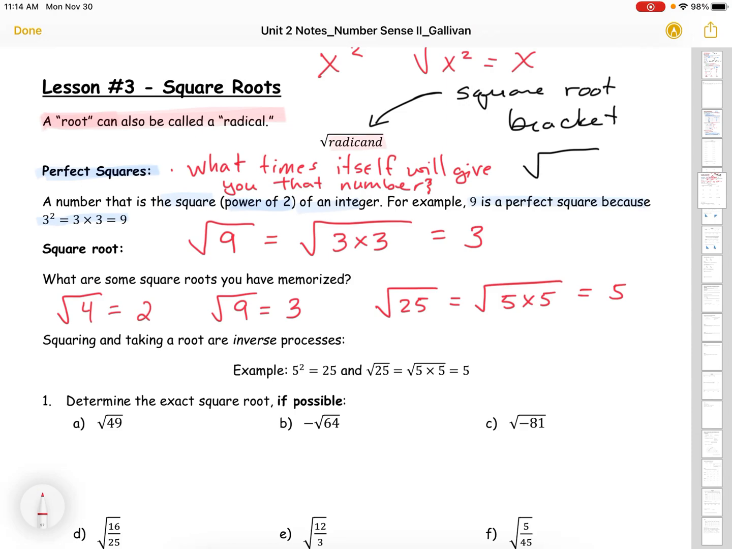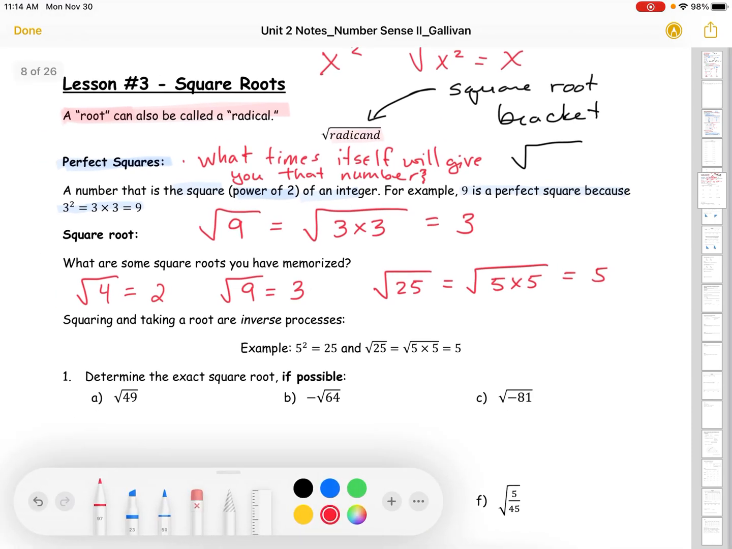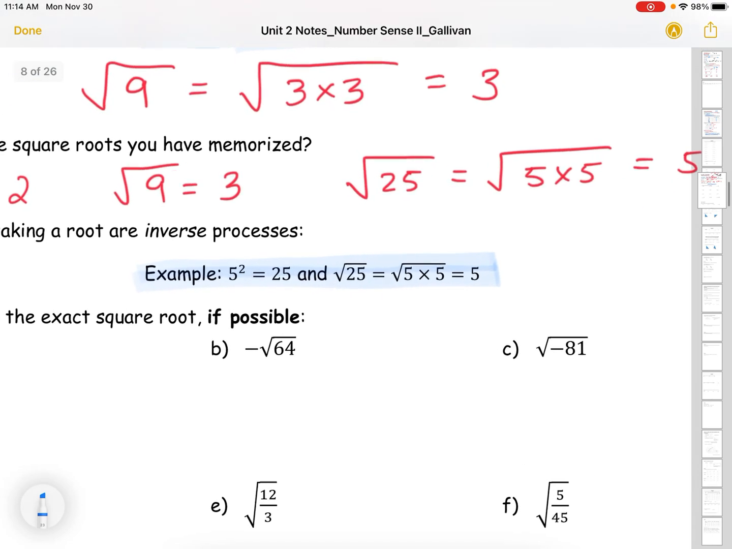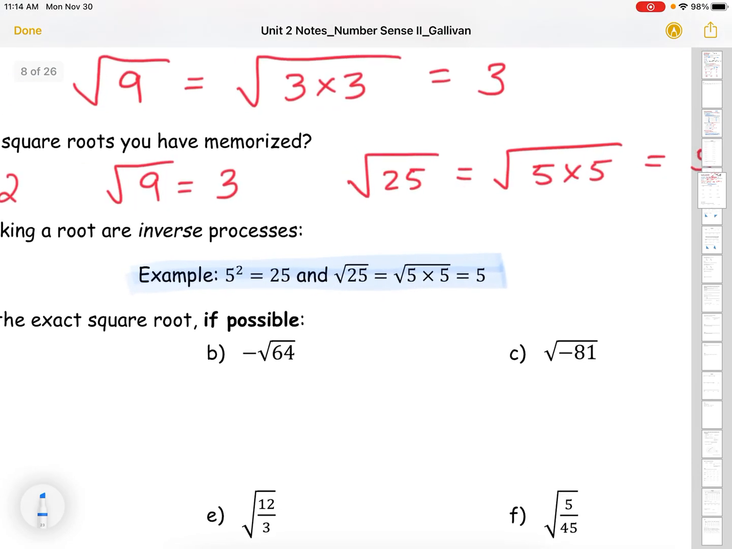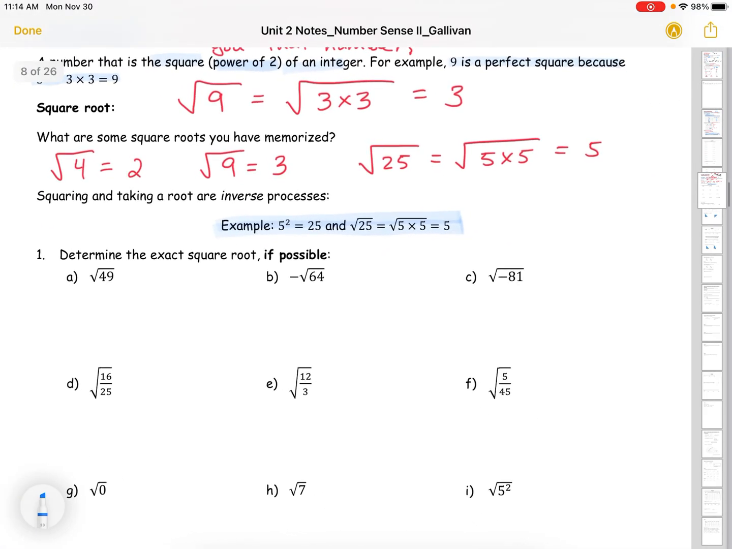Now, squaring and taking a root are inverse processes. I've kind of talked about that a bit. Inverse means they're kind of the opposite. So for example, 5 squared equals 25, so the square root of 25 is 5 times 5. So the square root of 25 would equal 5. Okay, so there's a relationship there.